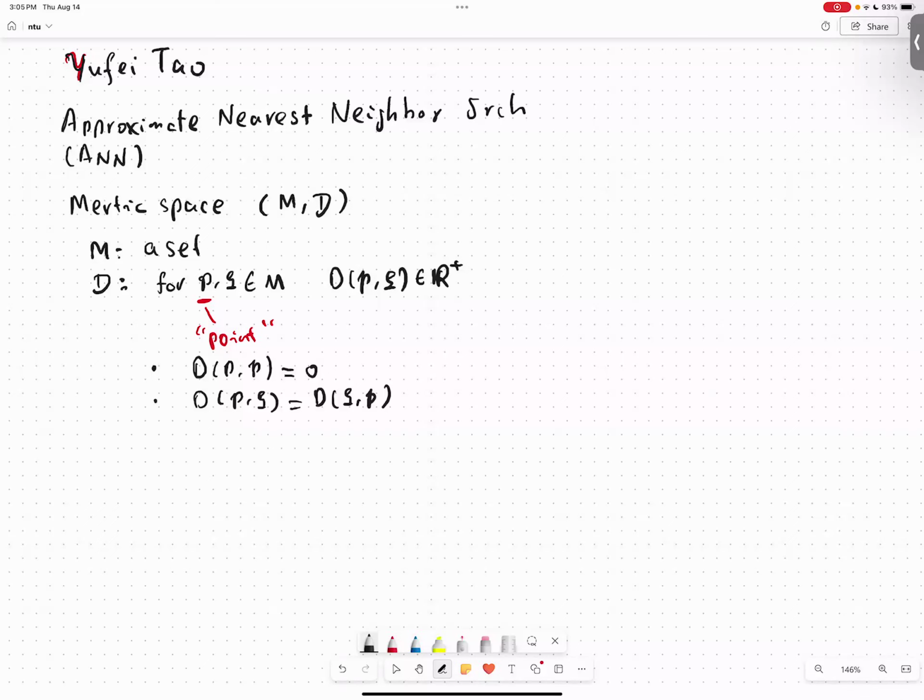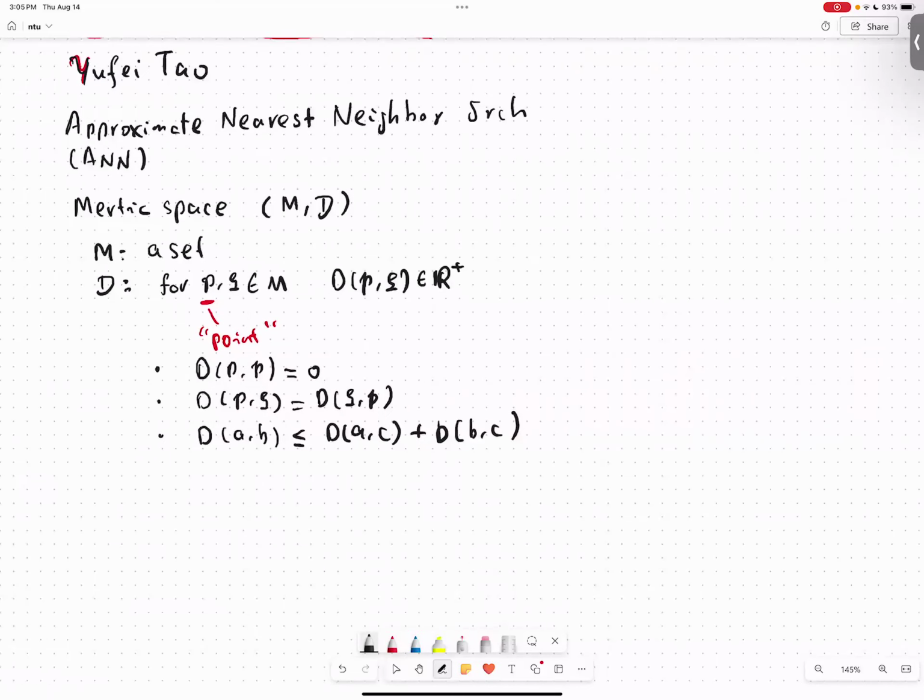Finally, we also need the triangle inequality. Let's say you've got A, B, C here, and then you should have this inequality hold. This is something very familiar to us. You can feel free to fall back onto Euclidean space whenever necessary. So that defines the metric space.